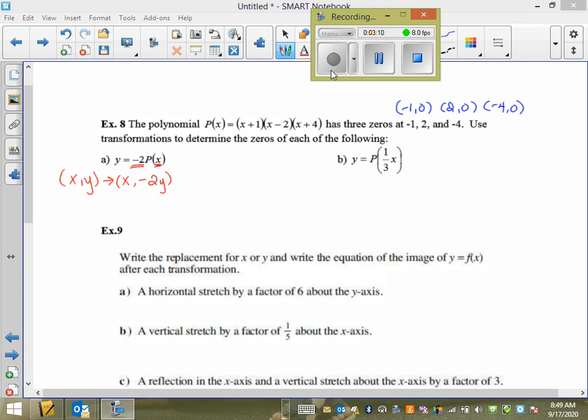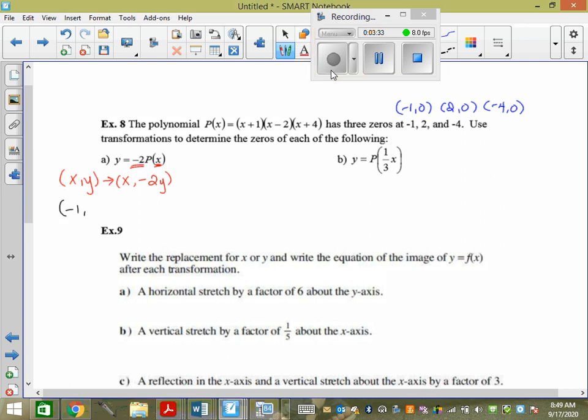Now, if I throw a vertical translation in there, that goes right out the window, right? Because where they would be, they're now going to move up or down. So they're going to totally move off the x-axis. So it's only if they have a vertical stretch and a reflection in the x-axis that the x-axis remains invariant. The moment I throw a vertical translation on there, that's right out the window. So it says, use transformations to determine the zeros of each of the following. Well, this is going to be (negative 1, 0), (2, 0), (negative 4, 0).